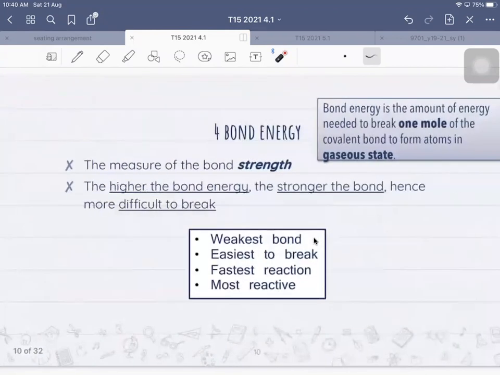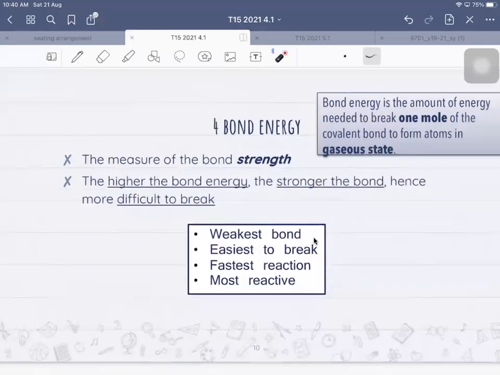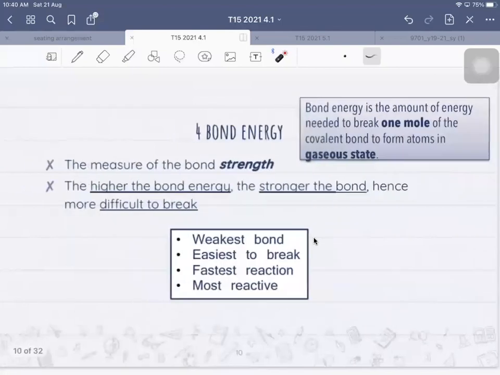We have about 6 minutes left. The summary is that the weakest bond, in this case the carbon-iodine bond, is the easiest to break and therefore gives the fastest reaction. So we say that iodoalkanes are more reactive than fluoroalkanes in general. That is all for today.